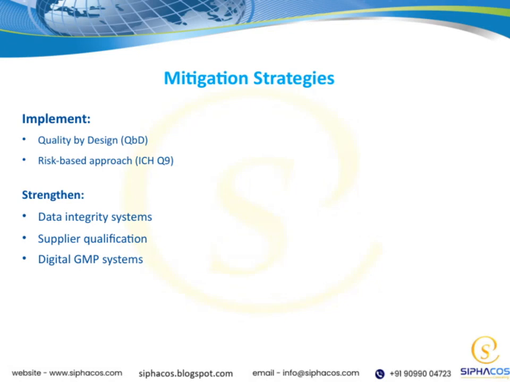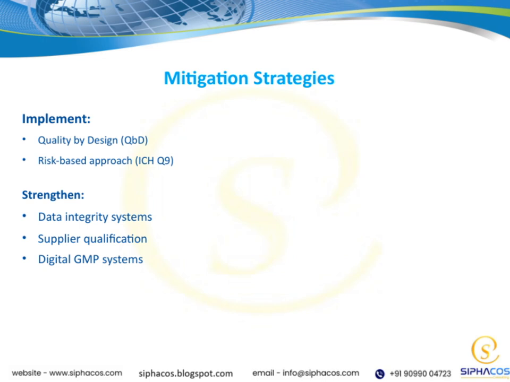Let's talk about some key mitigation strategies to strengthen our quality systems. First, we have the implementation of quality by design, or QbD. This approach encourages us to build quality into the process from the very beginning, ensuring that we design quality into the product rather than just testing for it at the end. It's a proactive way to identify potential risks early and manage them effectively.